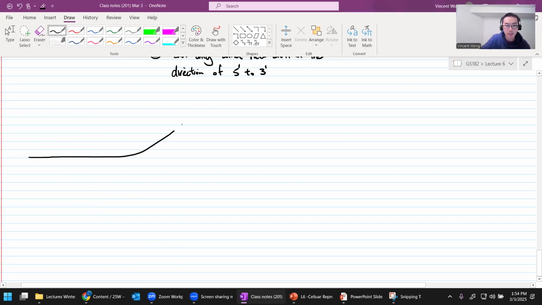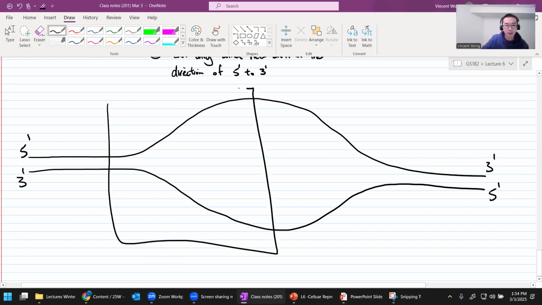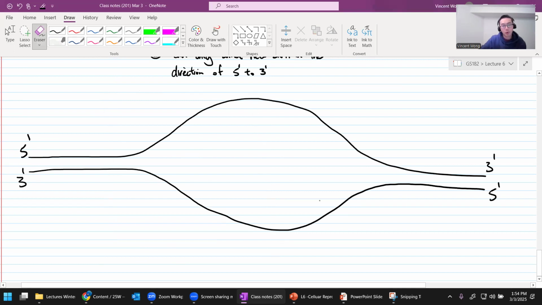So we have the replication bubble, like that. And this is 5 prime, and this is 3 prime. This is 3 prime. This is 5 prime. We were just looking at half of the bubble, so the left replication fork. But remember, the whole bubble is for both sides, right? Now, we already know that there is a helicase here that would unzip more on one side, and then we will have another helicase here that will unzip more on the other side.